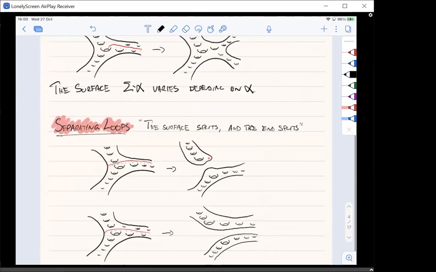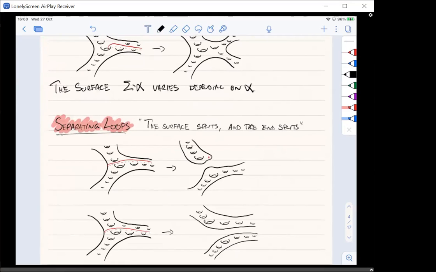Okay, and then there's kind of similar stories for separating loops and two-ended arcs as well. So the story is the same, it's that the surface splits and the end splits, but how it splits depends on your choice of arc. It will always separate the surface because it's separating. You have to really be careful and keep track of the topology of the ends when you're removing this arc.